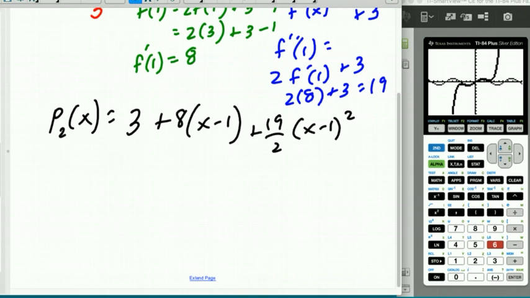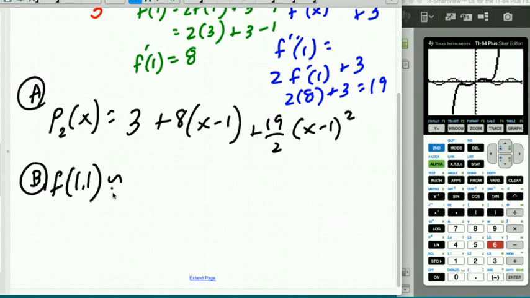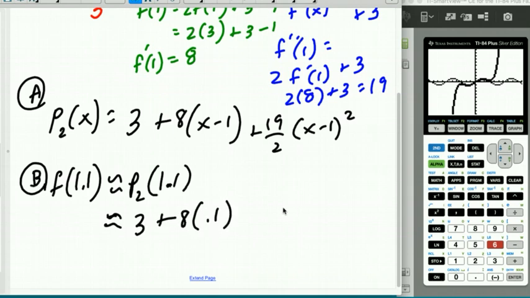So that was my part A, sorry. My part B is that I'm going to approximate f of 1.1 by using that p sub 2 of 1.1, right? And again, tenths are sort of the most friendly thing you can plug in, because when you get a difference of 1/10, it's just going to move the decimal place, which is lovely. It's about the nicest that it can get. So when I plug in, I'm going to get that this is approximately 3 plus 8 times 0.1, which will just be 0.8, right?